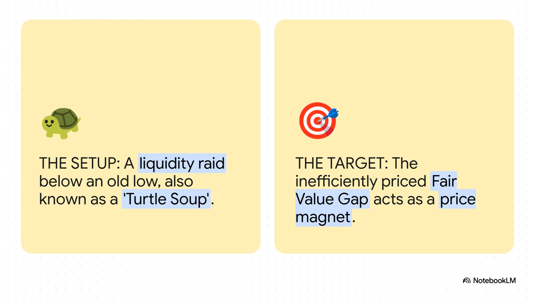On the left side, you see the setup. Price first takes a dive below an old low. This is a classic liquidity raid, what ICT calls a turtle soup. It's designed to grab all those sell stops that are just sitting there. Okay, so once that liquidity is taken, where is price likely to go next?